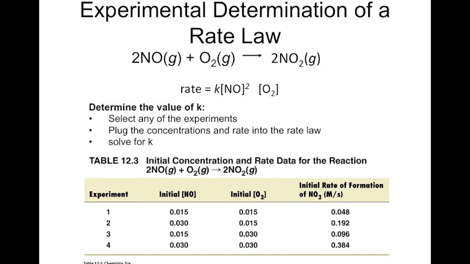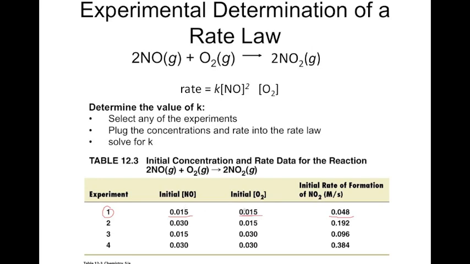The last thing we need to be able to do is determine the value of our rate constant K. So to do this, it's not terribly difficult. We just select any of these 4 experiments. For our purposes, let's select the first experiment. So we're going to use this as our concentration of nitrogen monoxide. We're going to use this as our concentration of oxygen, and we're going to use this as our rate.